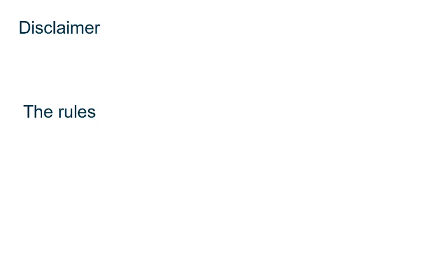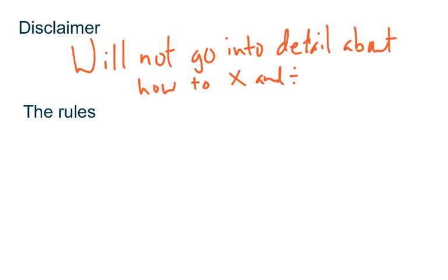So first, a quick disclaimer. I'm going to assume that you know how to multiply and divide fractions and decimals, so we will not go into detail about that. What we will focus on is how to do this when you're dealing with positive and negative fractions and decimals. And like I said in a similar video about adding and subtracting rational numbers, the rules are very similar to that. So the first one is we just do normal multiplication and division with fractions and decimals.